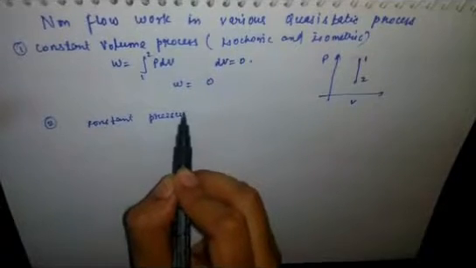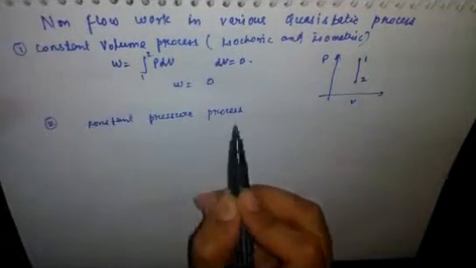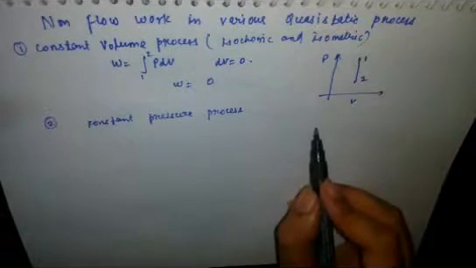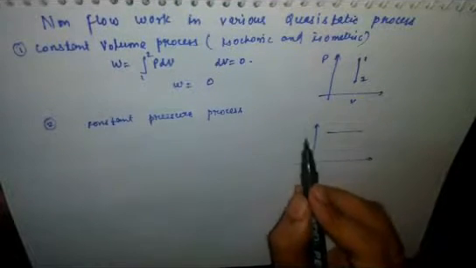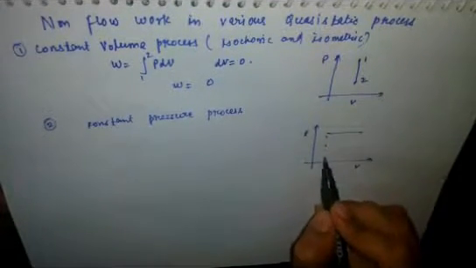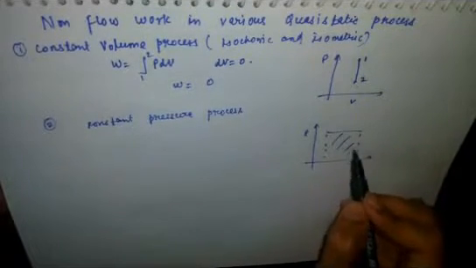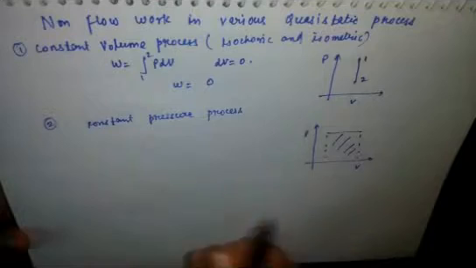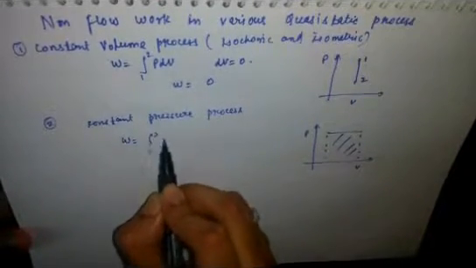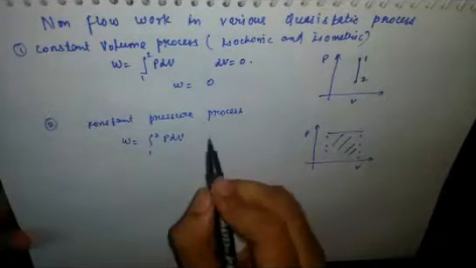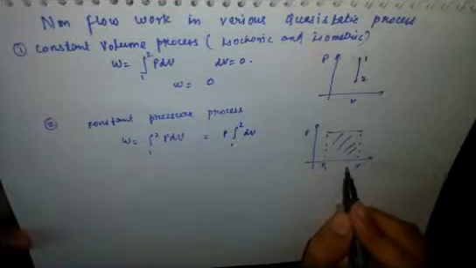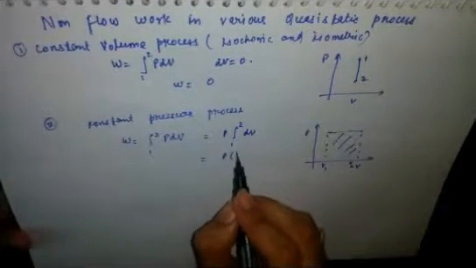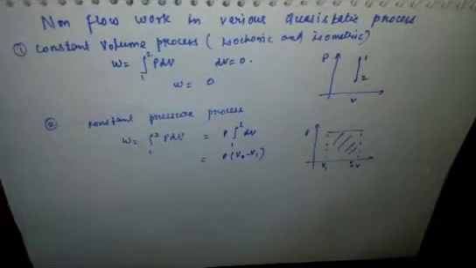Now the second is the constant pressure process. If I draw, this will be the pressure, this will be volume, so the area under this will represent the work done. Now W is equal to the integral from 1 to 2 of P dV. Since pressure is constant, this will be taken out: P times the integral from 1 to 2 of dV, and integrating from V1 to V2, we get P into (V2 minus V1). So this is called the constant pressure process.